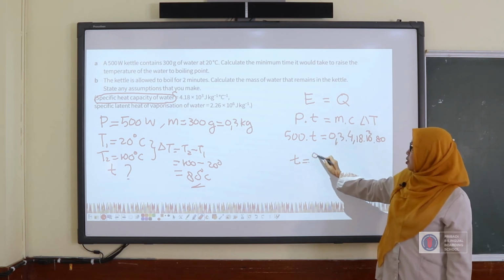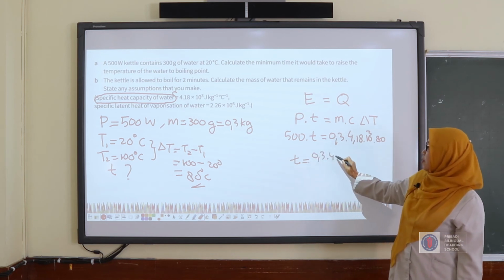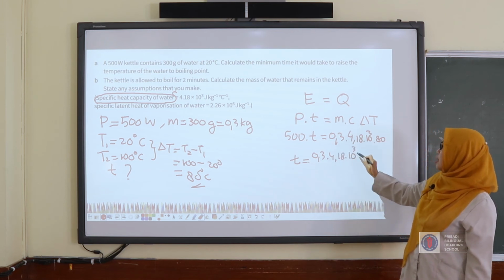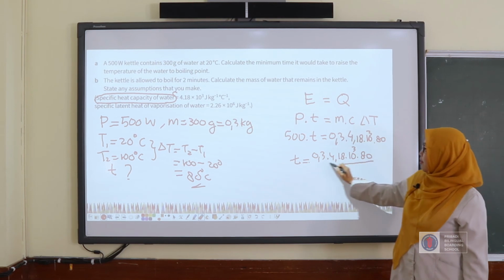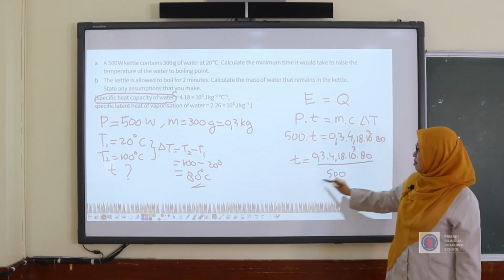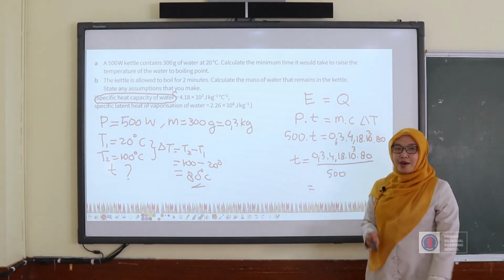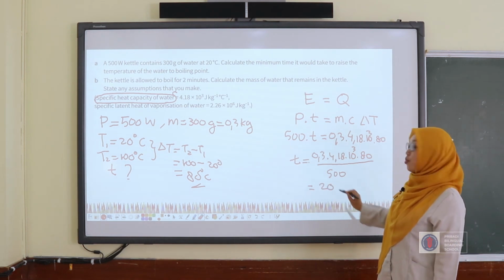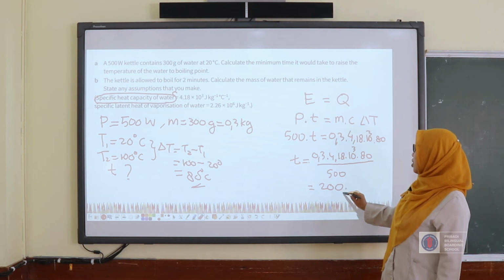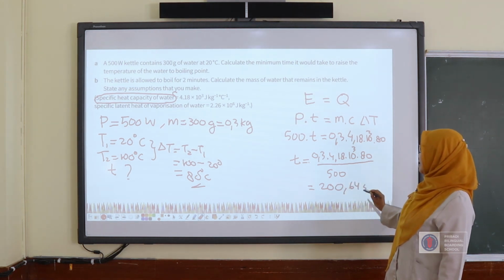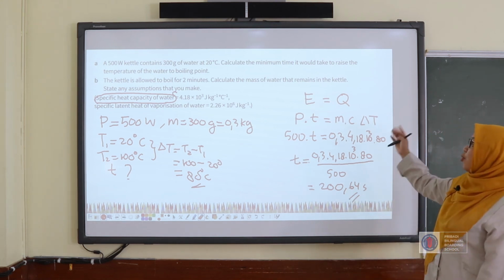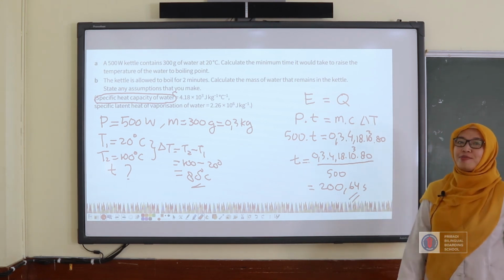t equals to 0.3 times 4.18 times 10 to the power of 3 times 80 over 500. You can calculate it by your calculator, and then the result is approximately 200.64 seconds. So here is the time required to boil the water to its boiling point.